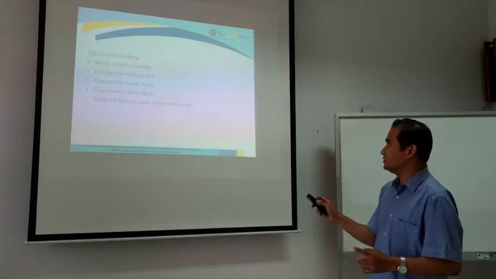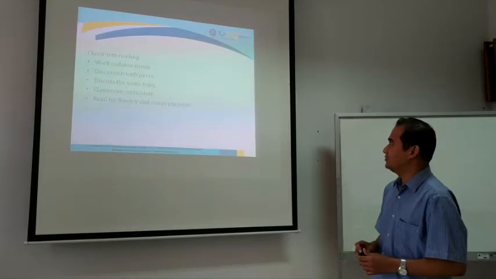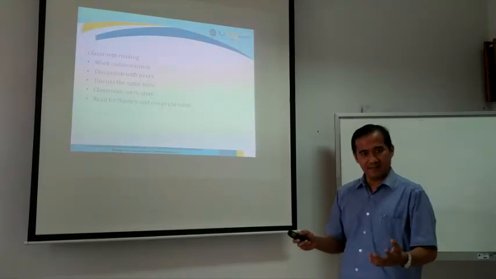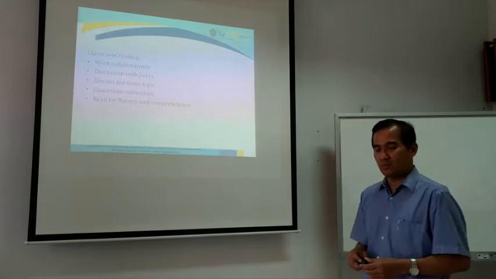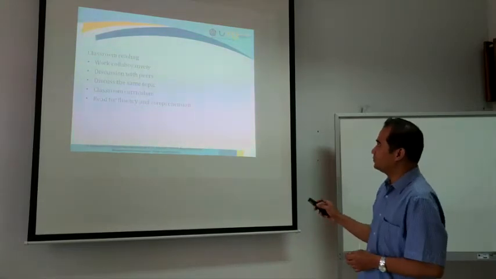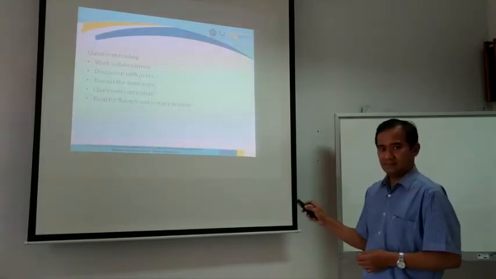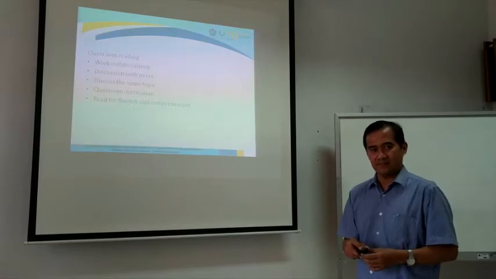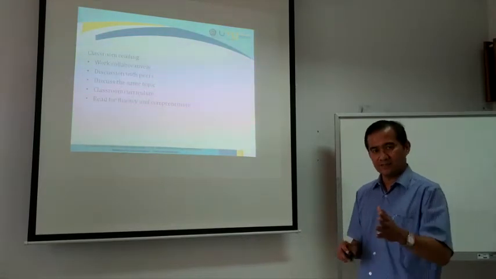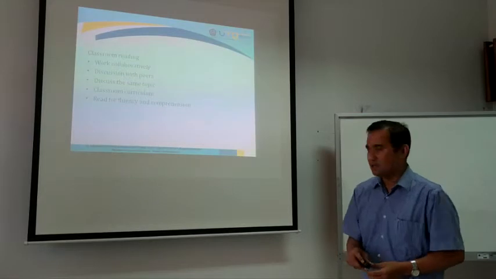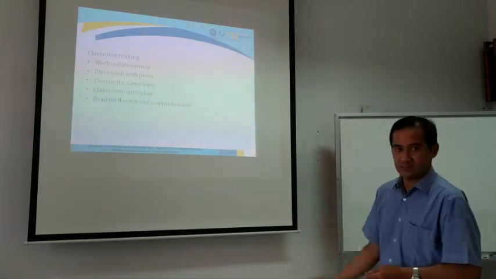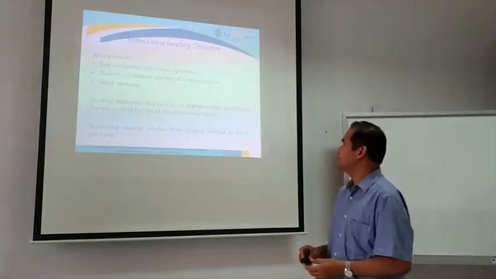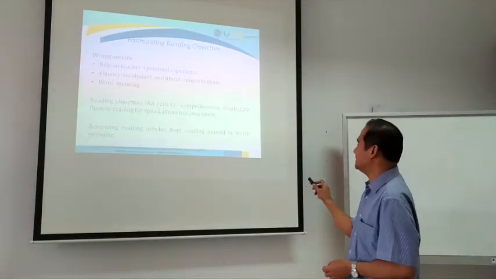Before you continue to the second issue, you have to work on the exercise. The exercise is provided in Module 1, and you have to get 80% comprehension of the discussed topic. If you cannot achieve 80% comprehension, you cannot continue to the following issue. Now we come to the second topic, formulating reading objective.